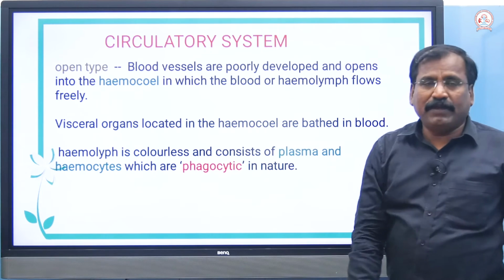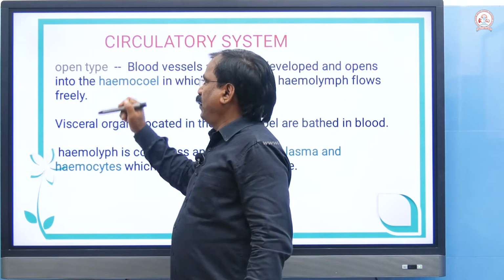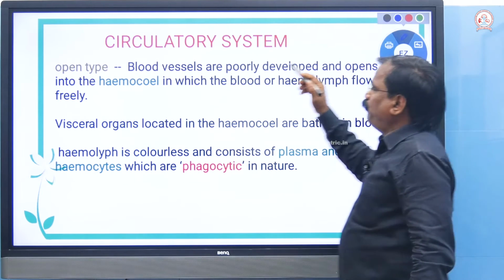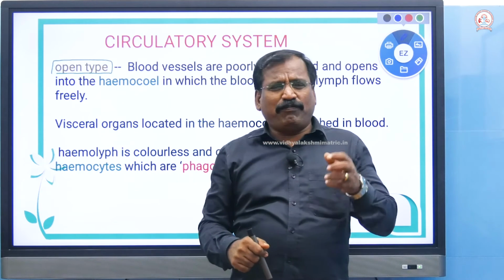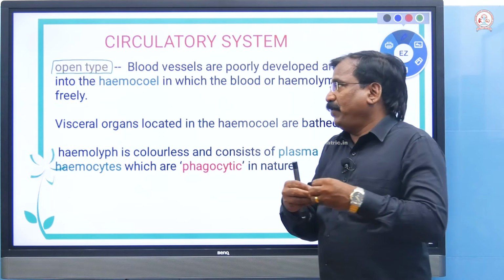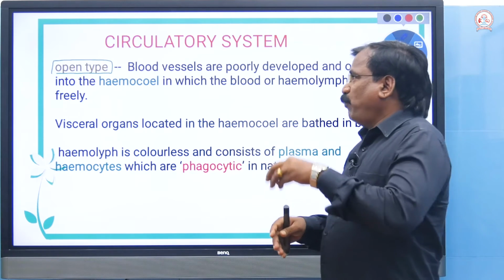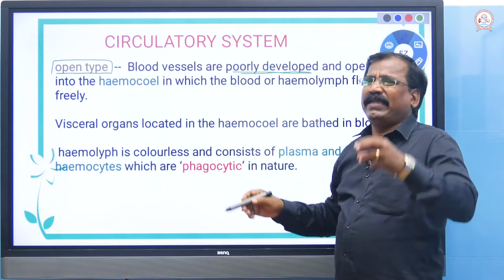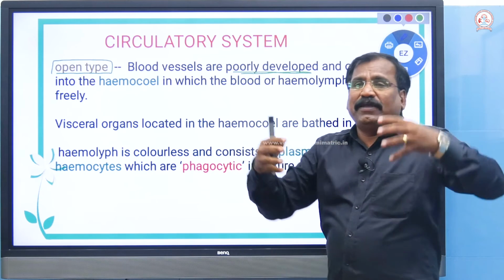Here, the circulatory system of the cockroach is open type. Open type means blood is not transported through blood vessels. There are blood vessels, but they are primitive and poorly developed, not fully developed. That's why it is called open type of circulatory system.